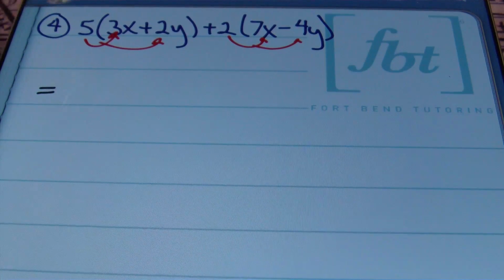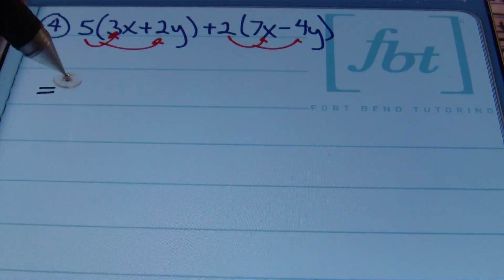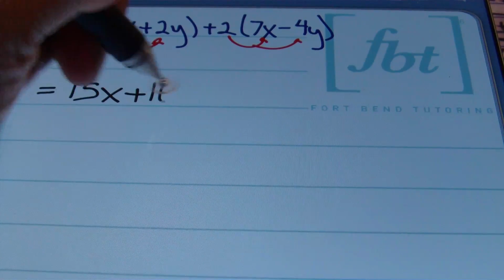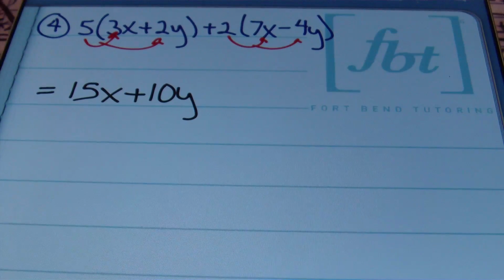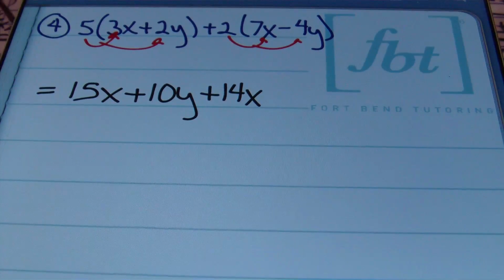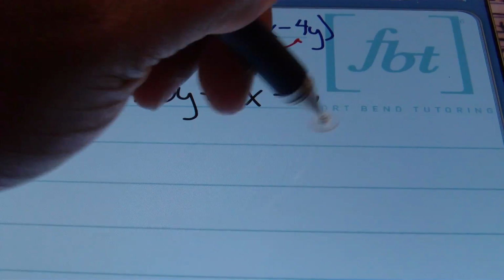Let's distribute. We have 5 times 3x. That gives me 15x. I have 5 times 2y. That gives me 10y. I have 2 times 7x. That gives me a positive 14x. I have 2 times negative 4y. That gives me negative 8y.